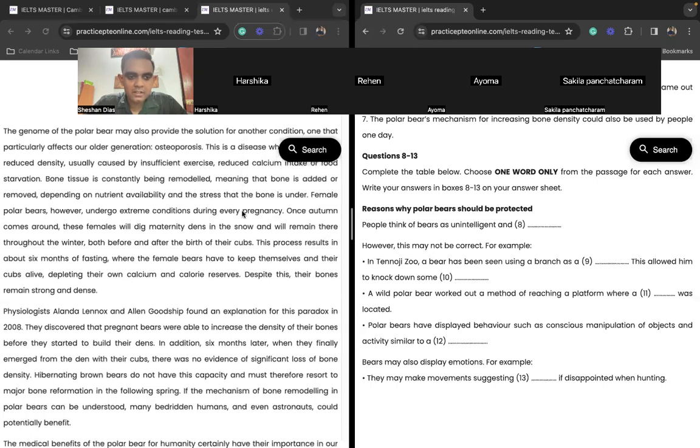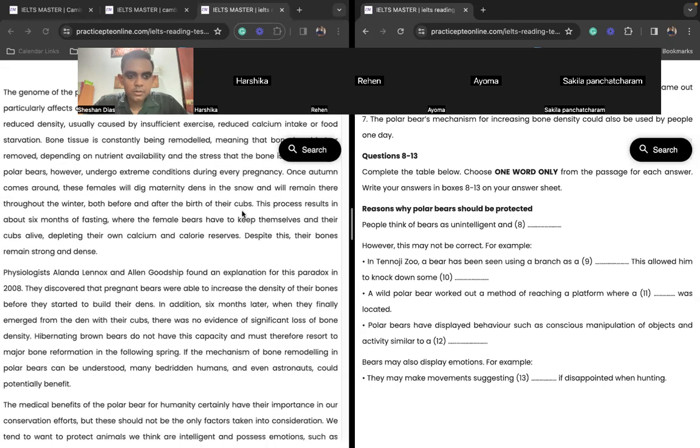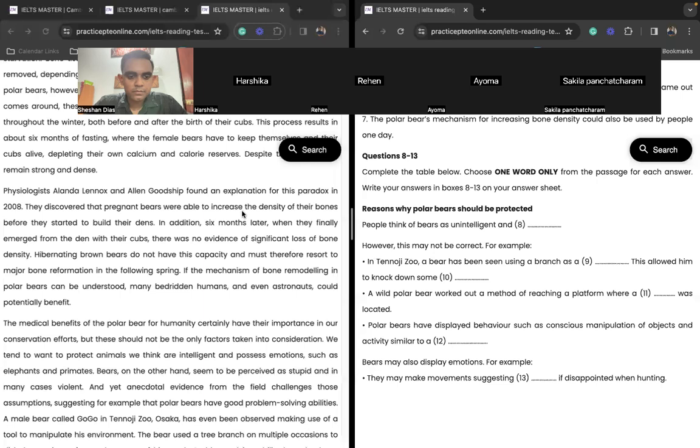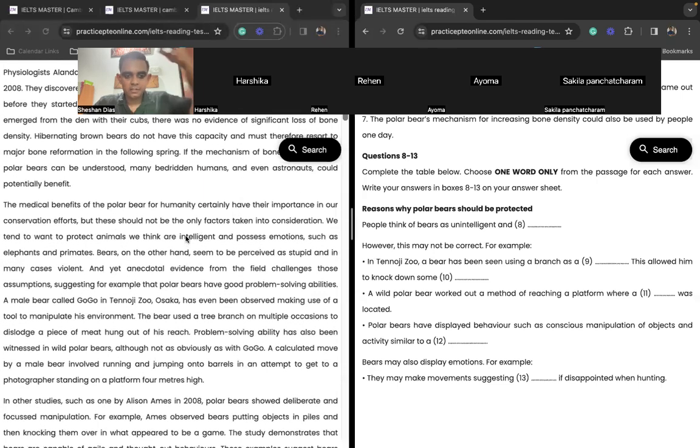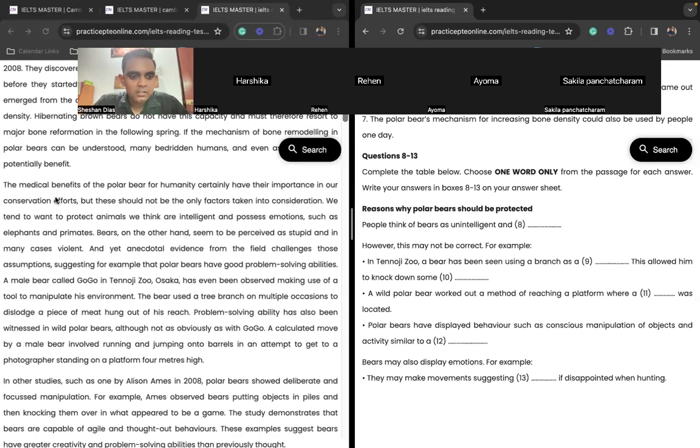So if you can find that, we should be able to locate the answer for question number 8. Intelligent. Okay. That's the opposite of unintelligent. Let's check and see if we can find here, stupid. Right? Stupid. Okay. If we just focus read this section: bears, on the other hand, seem to be perceived as stupid and in many cases violent.